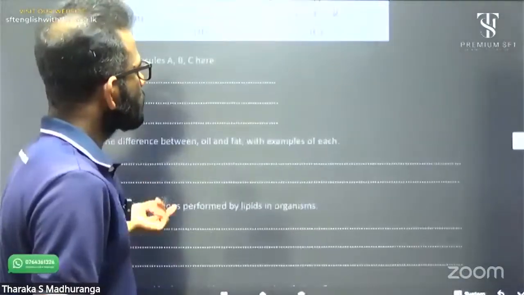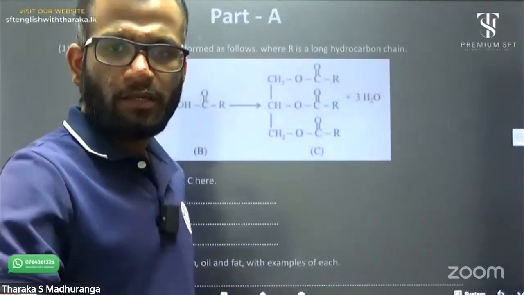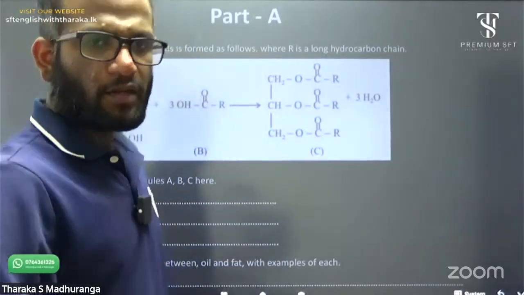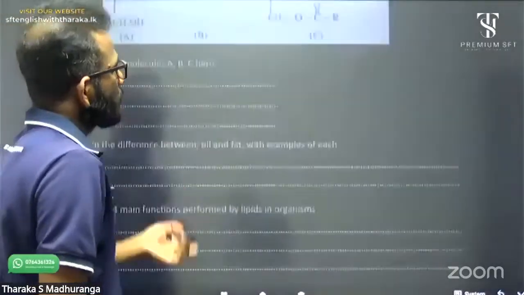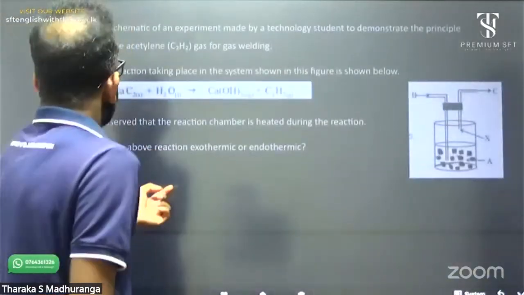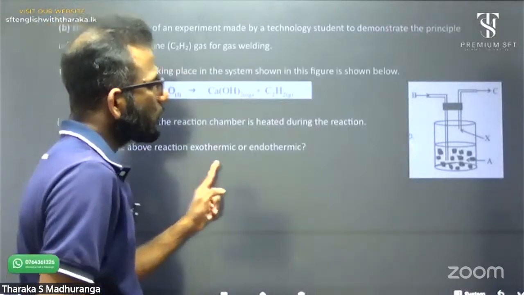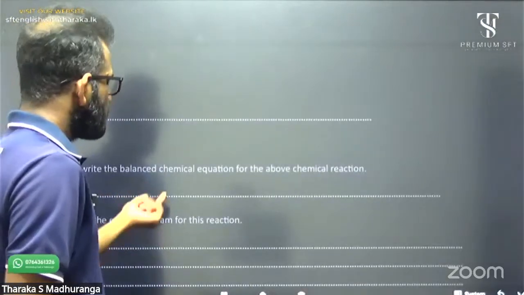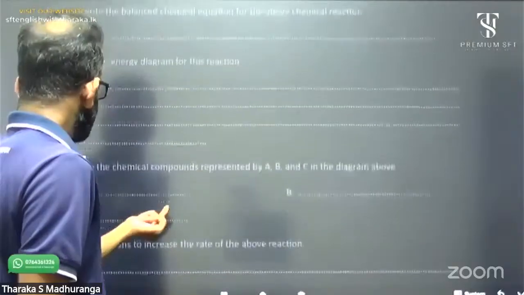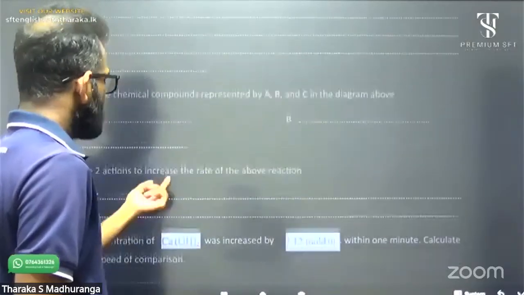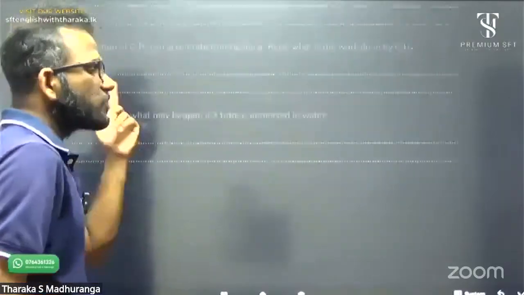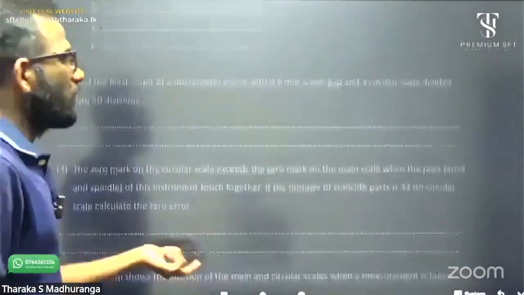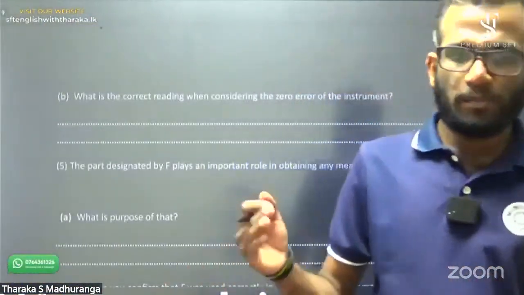Okay, first question in the structured part. First question is based on the biomolecule lesson. Right, it is easy. The second question is based on the first question. The second part was thermochemistry. Rewrite the balanced equation. Draw the energy diagram. Name the chemical compound. This is a thermochemistry question. And the second one is very easy. It is based on the measurement lesson.